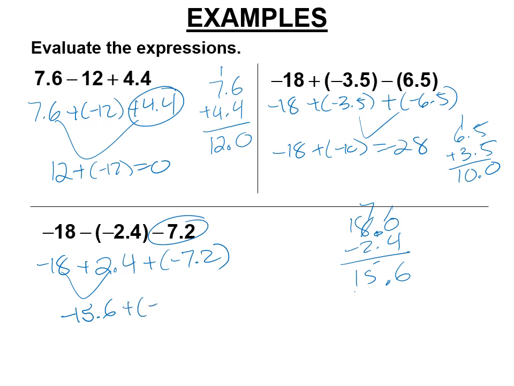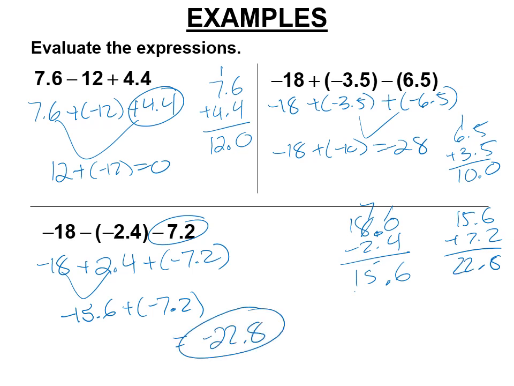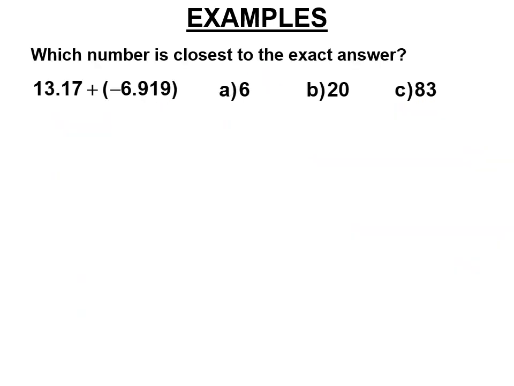Now I'll add that to the negative 7 and 2/10, and so it's 15.6 plus 7.2. It's negative 22 and 8/10. Which number is closest to the exact answer?